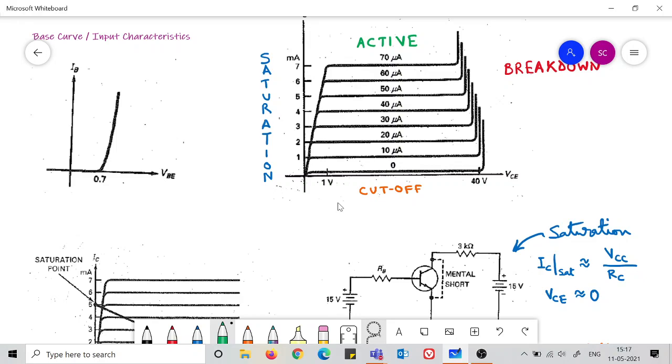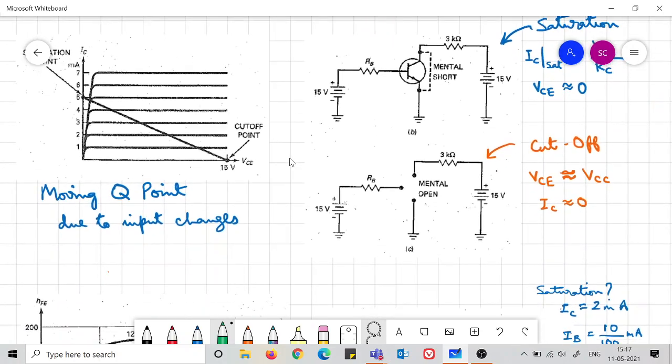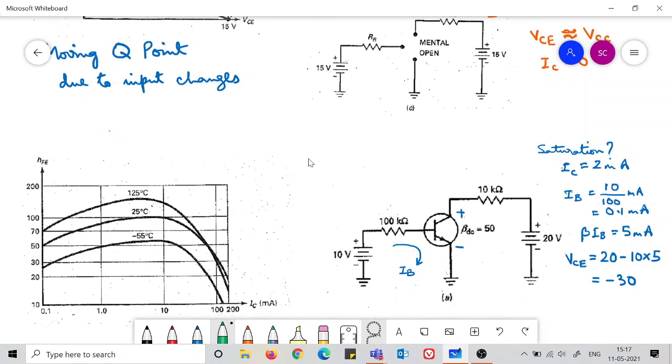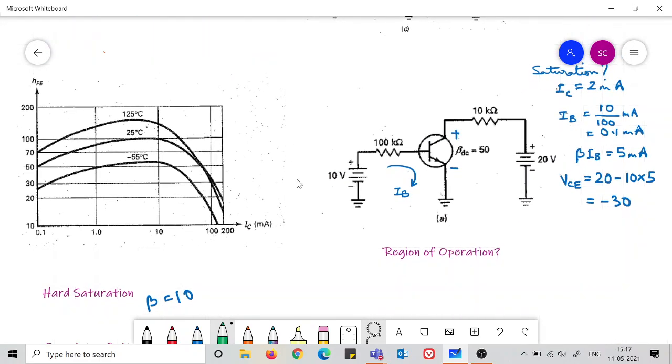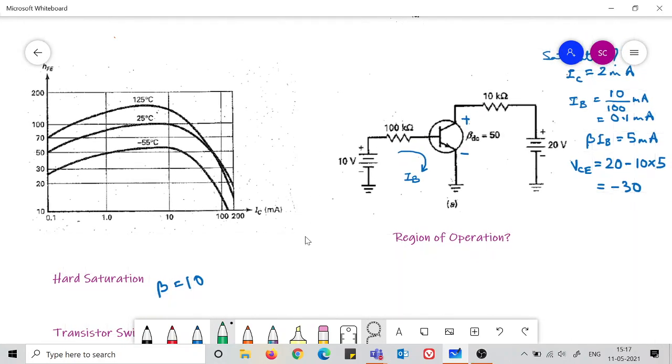This situation can only happen when there is no IB, and no IB can happen only when the BE junction is reverse biased. That is what we have to do. We have to set up this voltage in such a way that BE is reverse biased. This is forward biased; if we change the polarities, it will become reverse biased. So cutoff identification is very easy, but whether the transistor is in active region or saturation region requires some analysis.